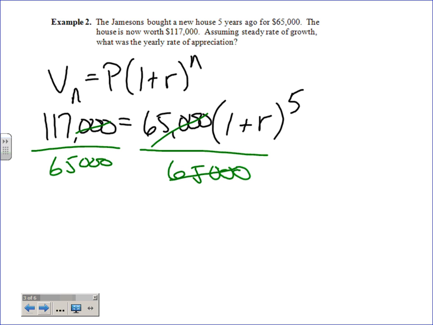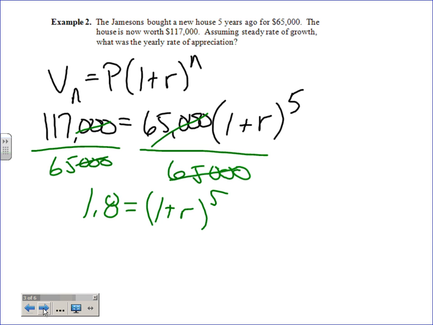And basically these zeros are just crossed off. So it's 117 over 65. That actually comes out to a halfway decent number if you divide it. Somebody got that? 1.8 equals (1 plus r) all to the fifth.